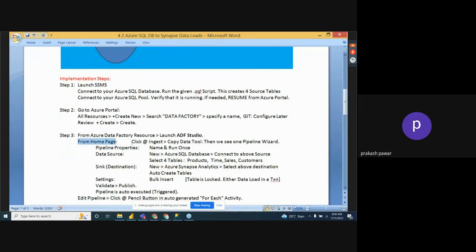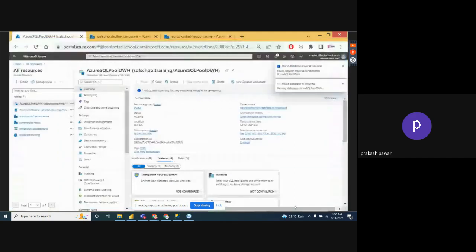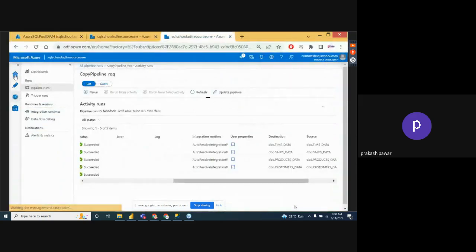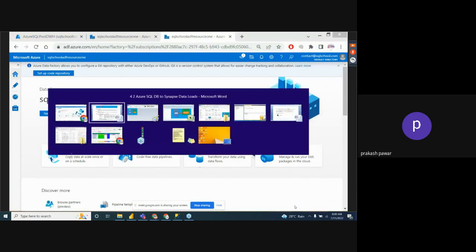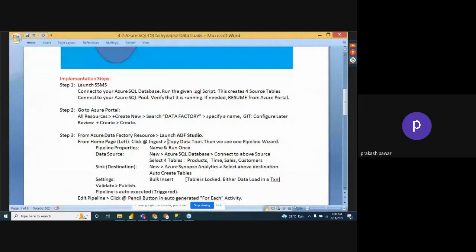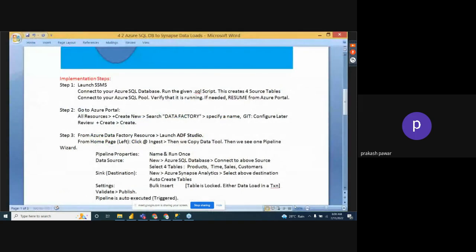Home page, click on ingest. Right? Home page. Where is home page? Left side. This one. Home page on the left side, right? This one. Home page, then ingest. This one. Click ingest. Then we see one copy data tool. This is a wizard. One wizard. Wizard based. Next, finish item.